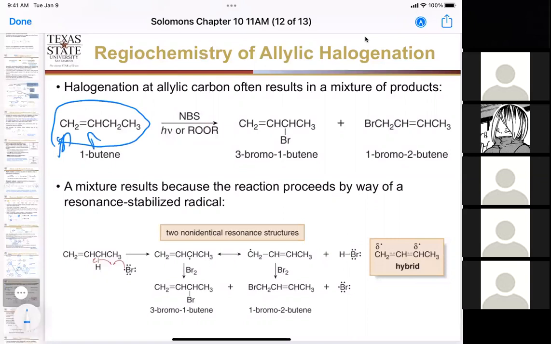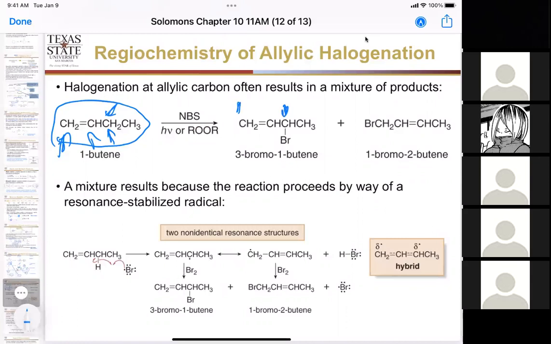Well, when we can form that allylic radical here, we can do our hydrogen abstraction to give us our allyl radical. The hydrogen abstraction to give us our allyl radical is actually faster than adding to a double bond, because it's more stable. So that means we're always going to get a mixture of products on one side of the allyl, and then this is the other side of the allyl.